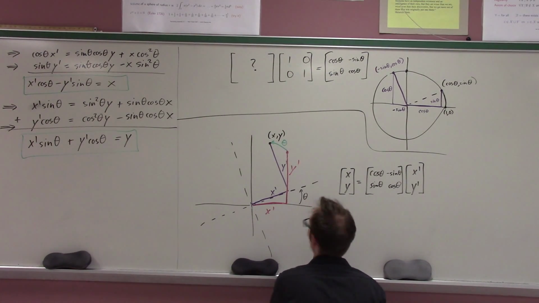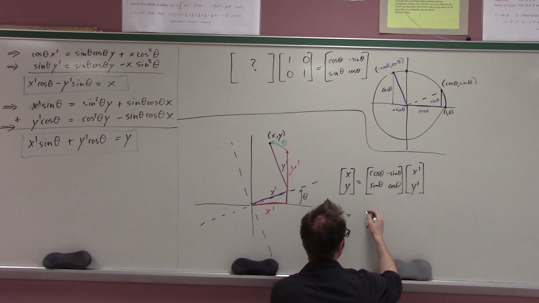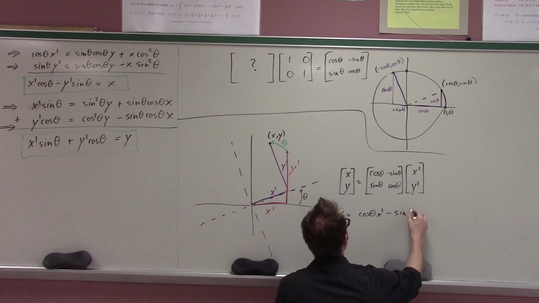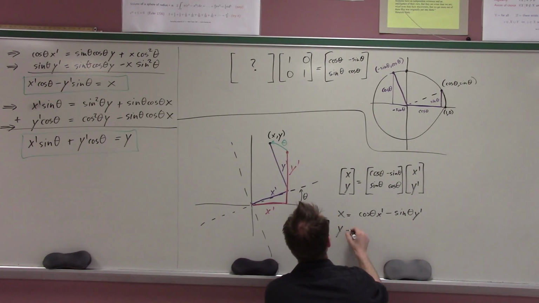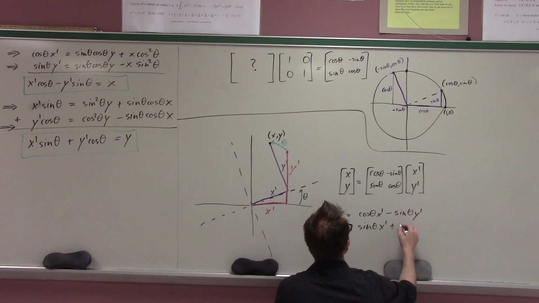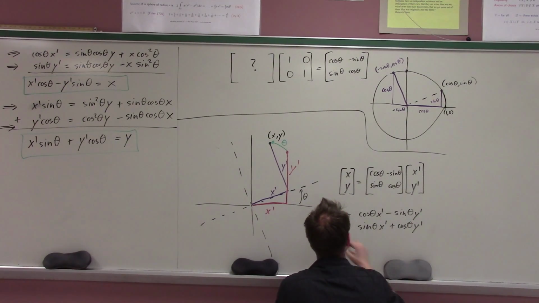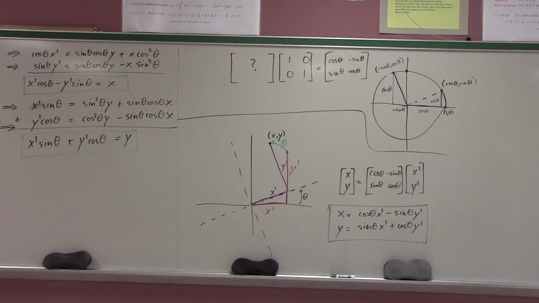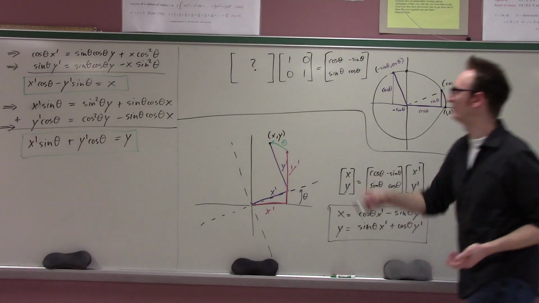X is just cosine theta x prime minus sine theta y prime, and y is sine theta x prime plus cosine theta y prime. And these two equations, you will notice, are the exact same things that we got over there with tedious algebra. But this time we have access to these equations very simply.